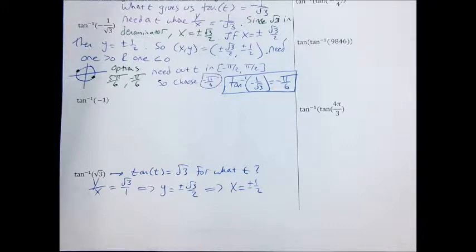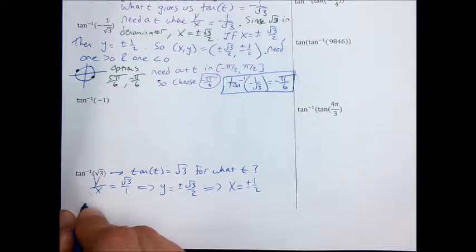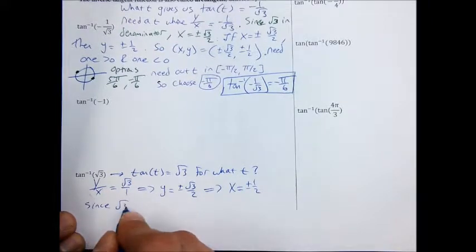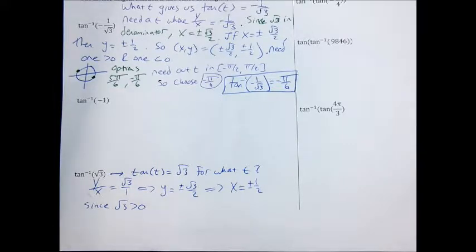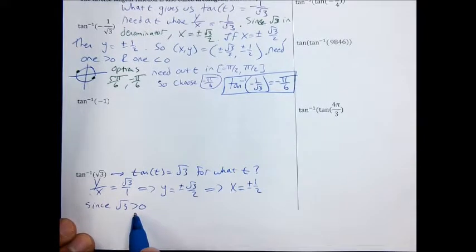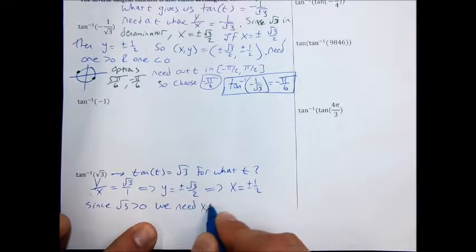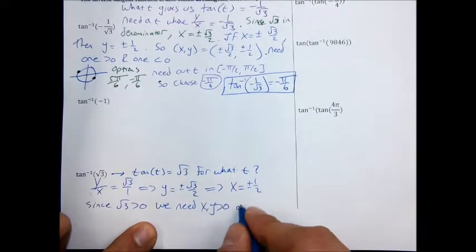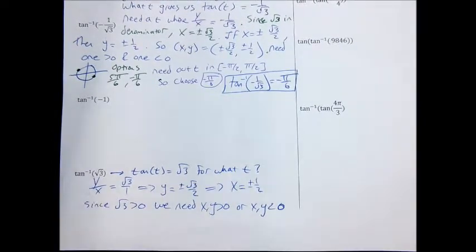But this is an opposite situation to the last one in that root 3 is positive. So if we're going to divide two numbers and get a positive value, they either both need to be positive or both need to be negative. Since root 3 is positive, that means we need both the x and the y value to be positive, or they both need to be negative. Again, so that when we divide them, we get a positive number.